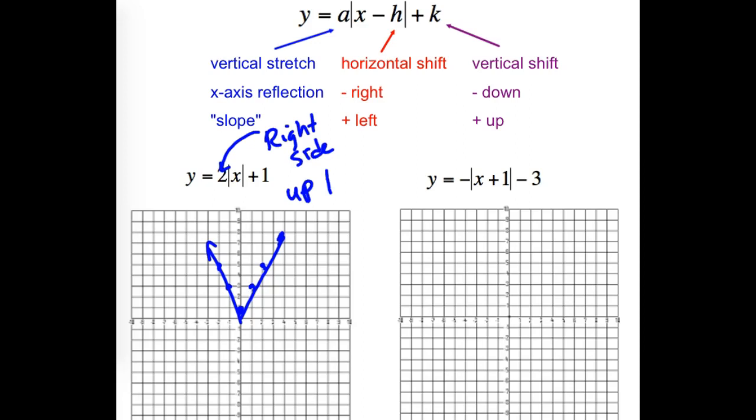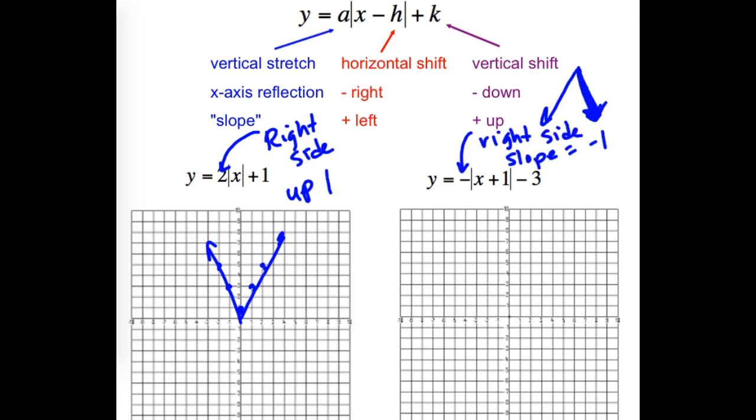All right, let's look at what we've done to it. What is this negative in front going to do? It's going to reflect it over the x-axis. So instead of it looking like a V, a normal V, right, it's going to be upside down. So we know our picture should look like this. Yes? All right. It also means that the slope on the right side is going to be a negative 1. All right, which is why it's going downward.